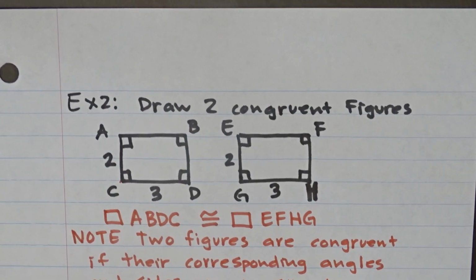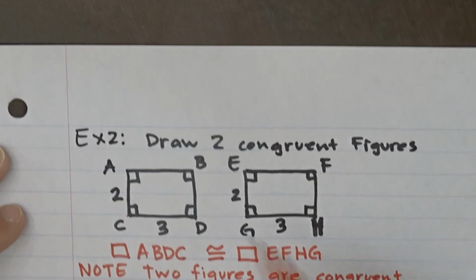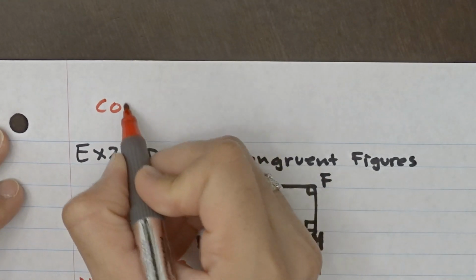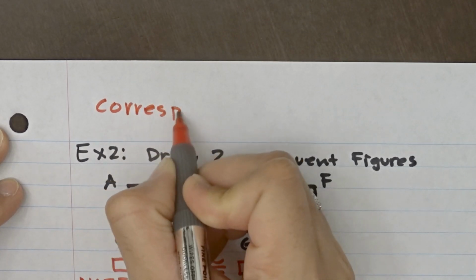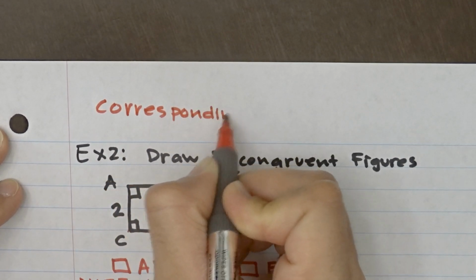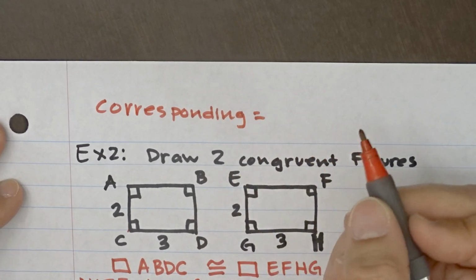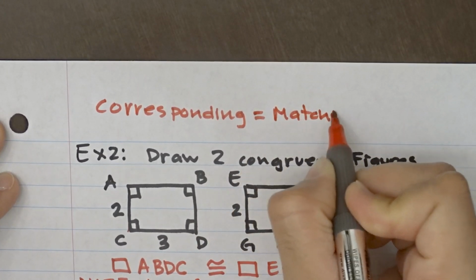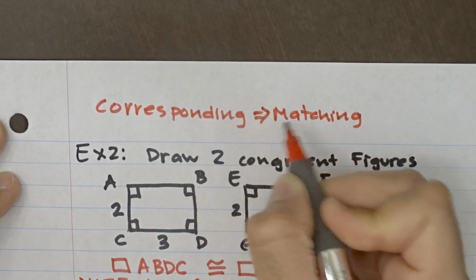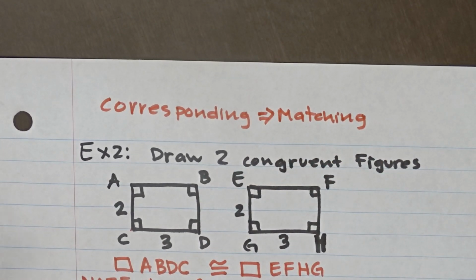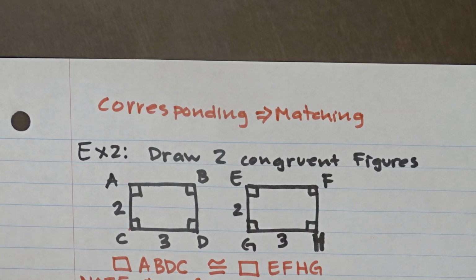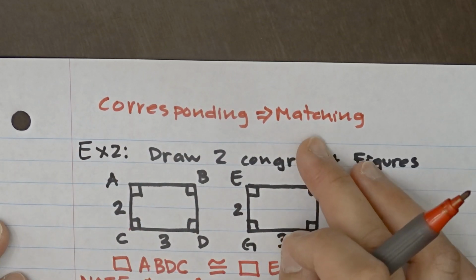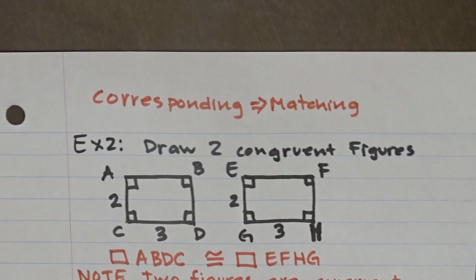Really quick, I just wanted to make sure that we understand what corresponding means. You can just think of the word corresponding, maybe somewhere at the top of your notes, as synonymous to the word matching. So whenever you hear me say corresponding angles, you could think of matching angles. If I'm saying corresponding sides, the matching sides. That would make it easier to understand.